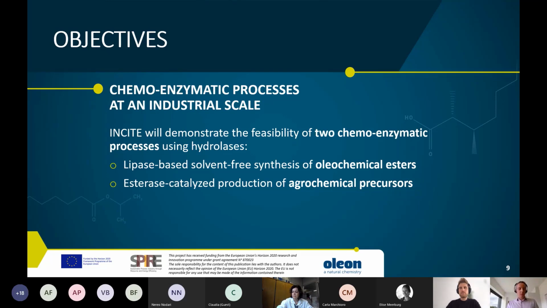There are two demo units that are going to showcase this: a lipase-based solvent-free synthesis of oleochemical esters, located at Oleon in Belgium, and the esterase catalyzed production of agrochemical precursors, with a demo plant that is going to be based in Ravenna in Italy, and that will also be the focus of a future training module.